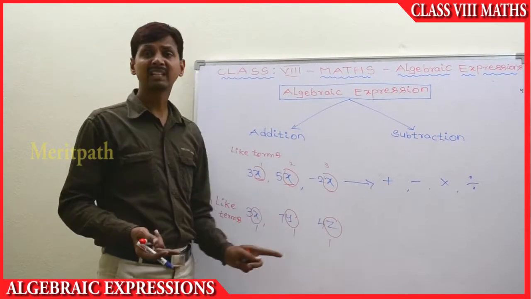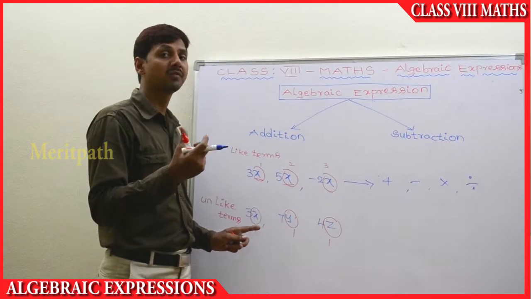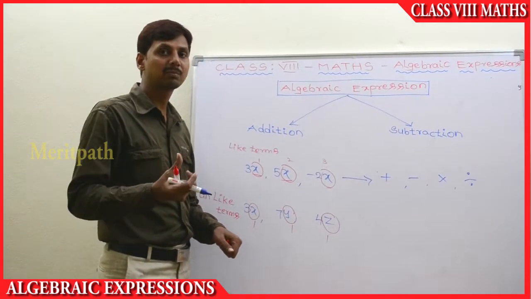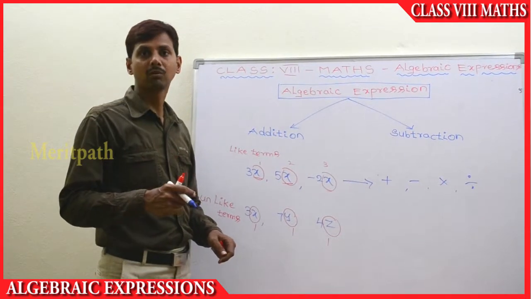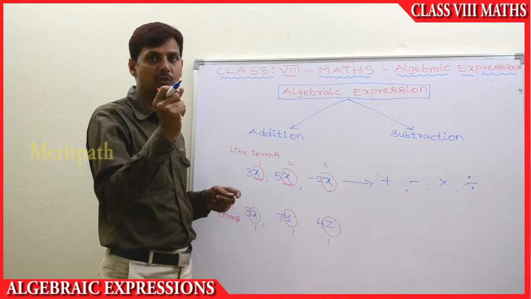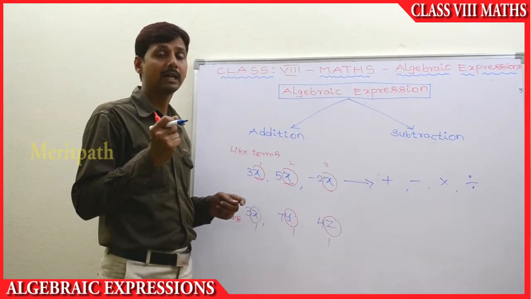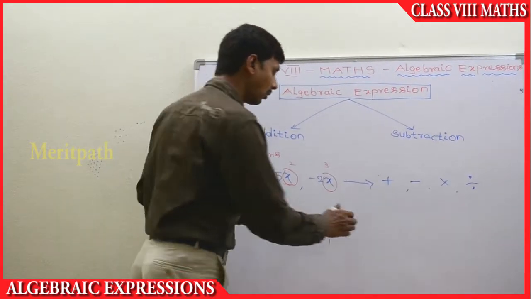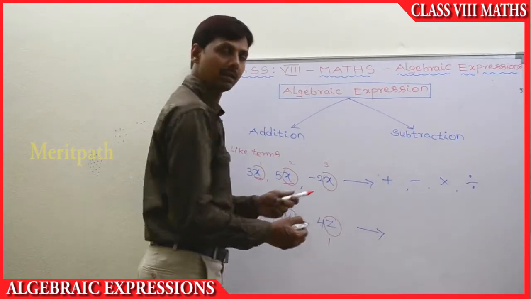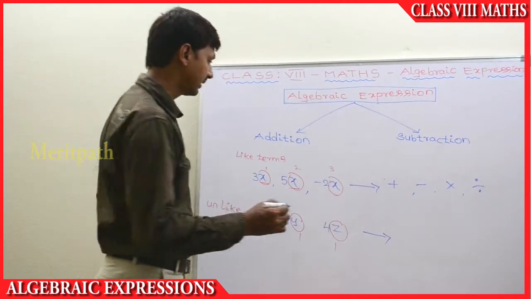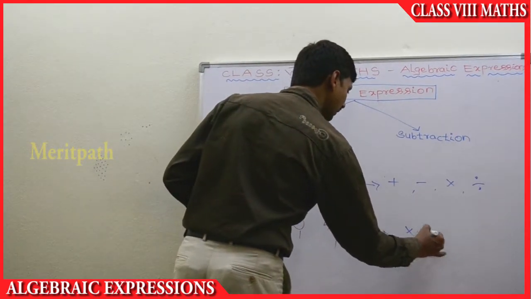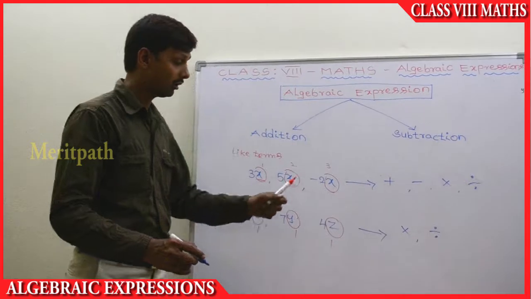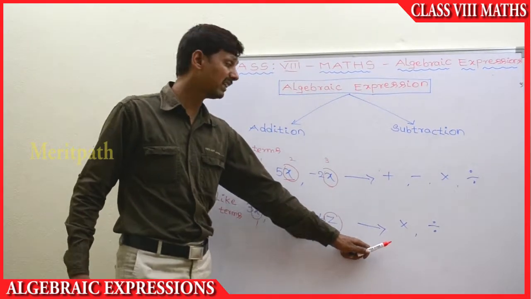Multiplication: we can multiply the numerical coefficients, 3 into 7 into 4, and we write xyz. We can just multiply them and write. And division, we cannot do the division, only the numerical coefficients we can divide, and the variables which are present we cannot divide. So the operations we can do are multiplication, and division only for the numerical coefficients.